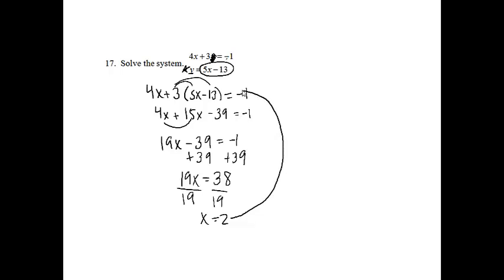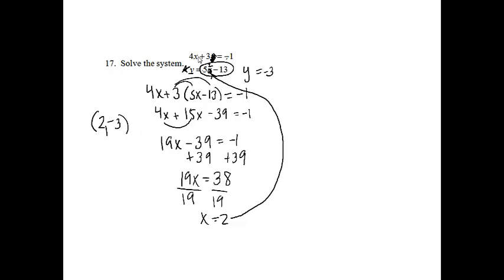I'm going to bring my 2 back up into this x right here. So I'm going to put 2 in there. 5 times 2 is 10. 10 minus 13 is negative 3. So y is equal to negative 3. So these two lines, if I were to graph them, they are going to cross at (2, negative 3).